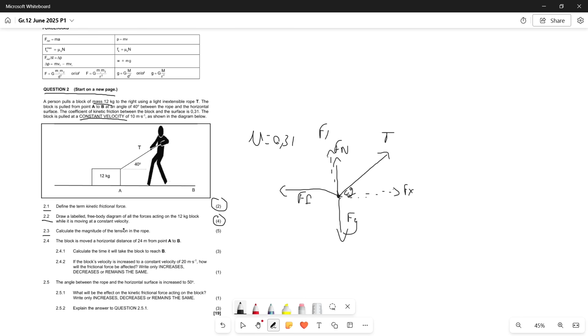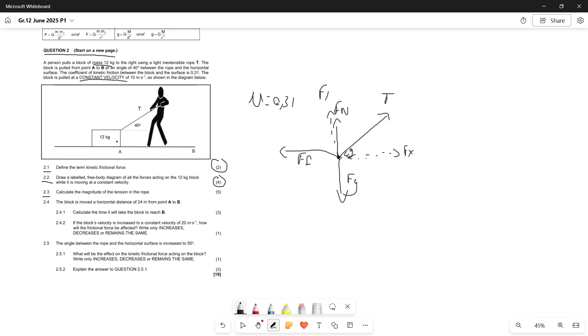Cool. And 2.3 now. So it says calculate the magnitude of the tension in the rope. So one thing to keep in mind, if we're trying to calculate the tension in the rope and the magnitude for 5 marks, it means we are probably going to work with one of these components. At this stage, this block isn't moving up and down as gravity and the F of y plus the F of n are in equilibrium. This block isn't lifting off the surface, it isn't sinking into the ground either, which means this up and down direction isn't what we're working with.